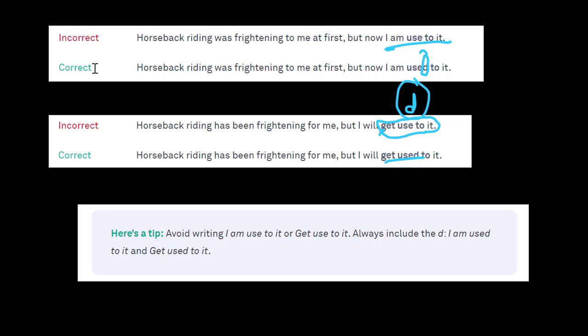So the tips: avoid writing just used to. Always include the be, I am used to it, and the get, get used to it. Another important thing is whenever there is a verb following either be used to or get used to, the verb should be in the form of ing verb or verb ing.